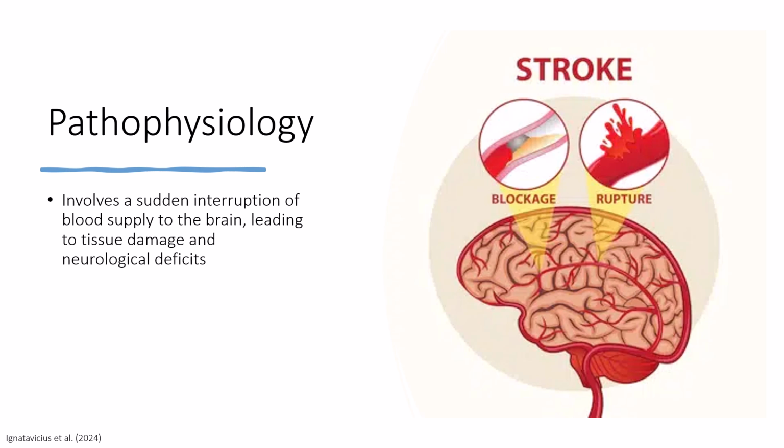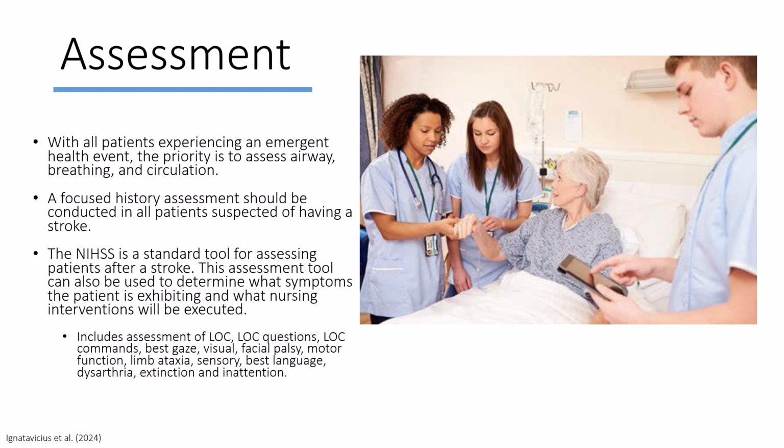So looking at the pathophysiology of stroke, we have something that involves a sudden interruption of the blood supply to the brain, whether that be from a blockage or a rupture. And this can lead to tissue damage of the brain, leading to neurological deficits. So when we have a patient who's experiencing a stroke, that is an emergent health event.